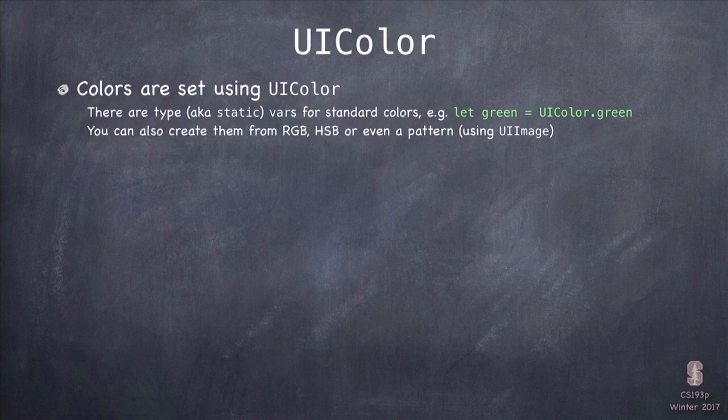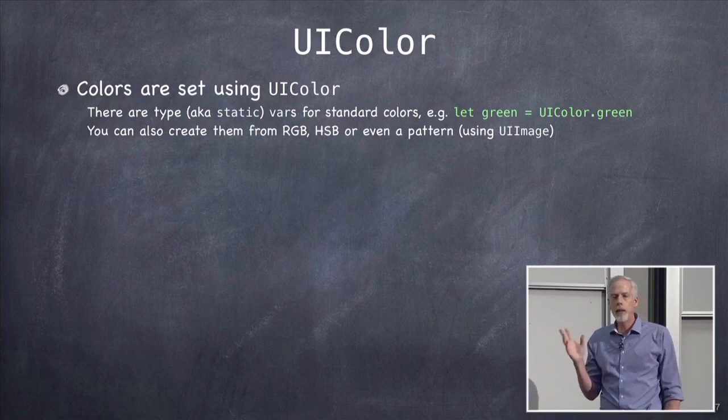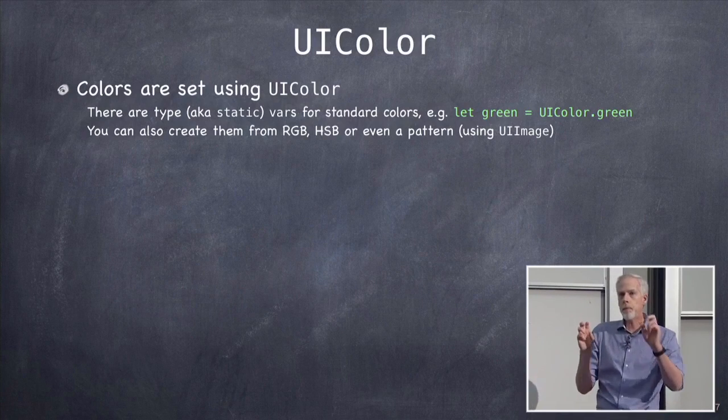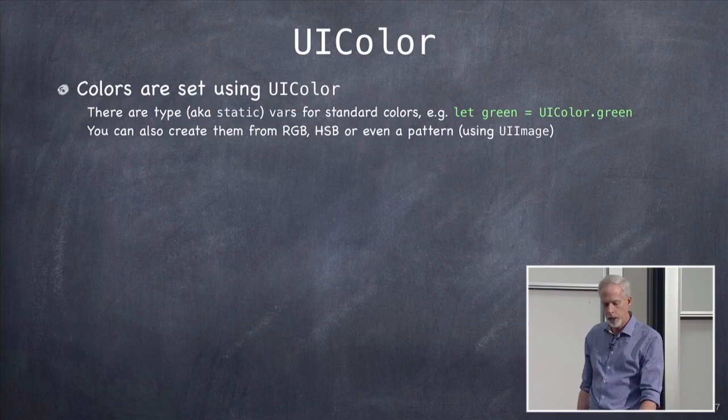Okay, UIColor. So UIColor, really simple. There's some common colors like green, red, yellow, purple. Those have type methods on UIColor. Remember type methods, static methods. They're on the type. You don't need an instance of it. So that's like UIColor.green.